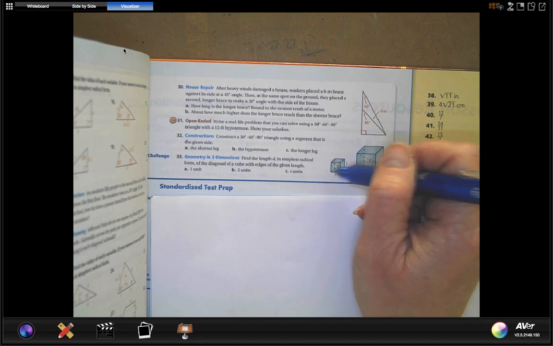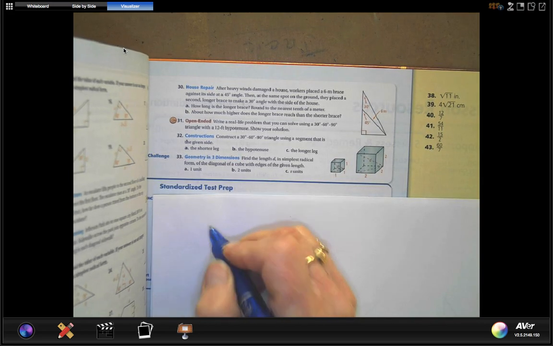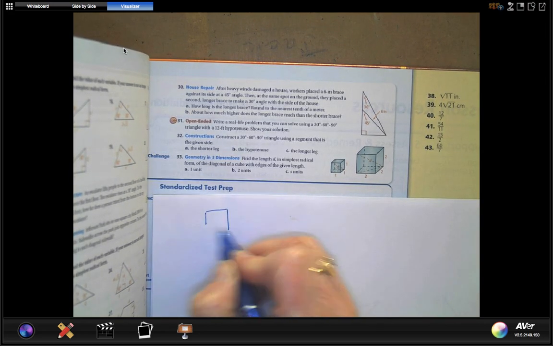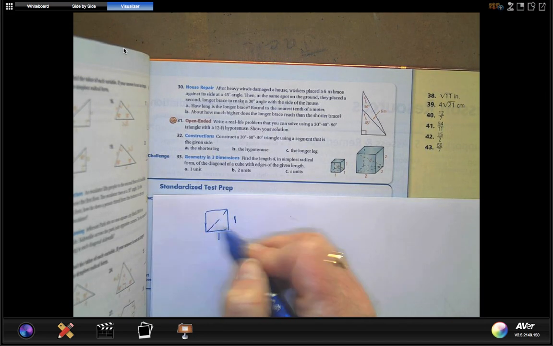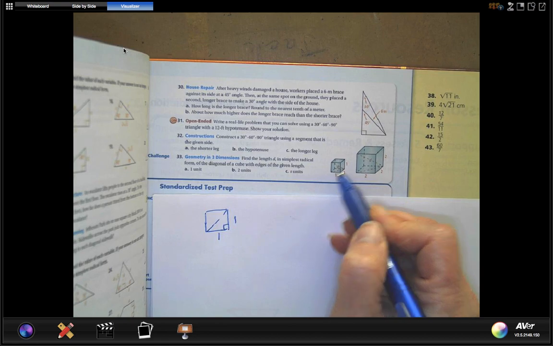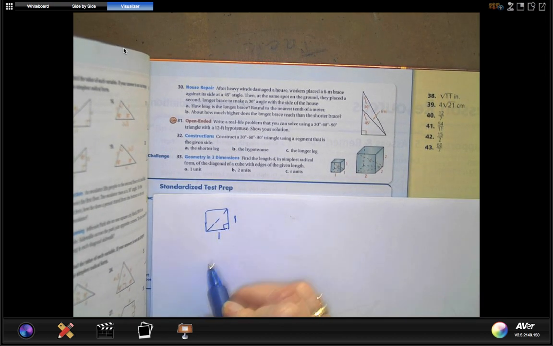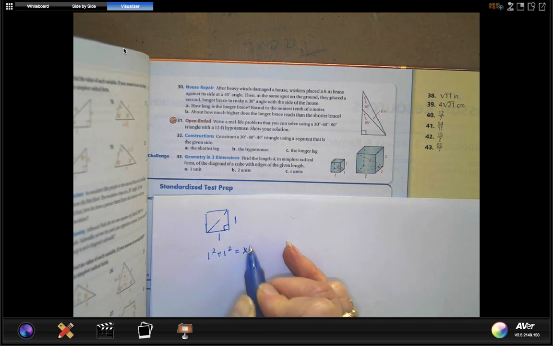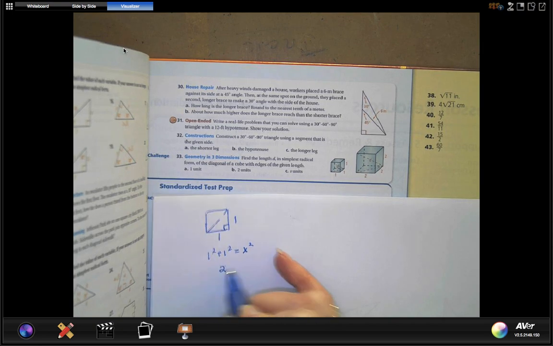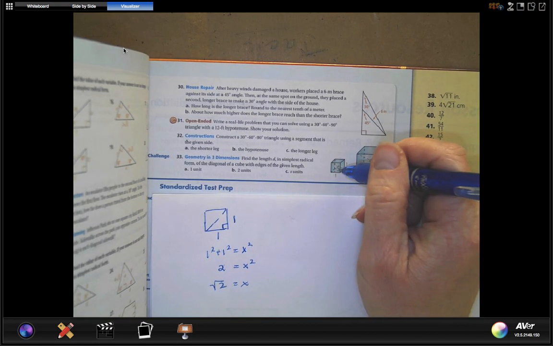The problem is I need to know this length down here. But I know the bottom is 1 by 1, and that dotted line is forming a right angle right there too. So this bottom part is a right triangle. So if I just did 1 squared plus 1 squared equals x squared, I'd have 2 is equal to x squared, so x is the square root of 2. So this bottom is now the square root of 2.